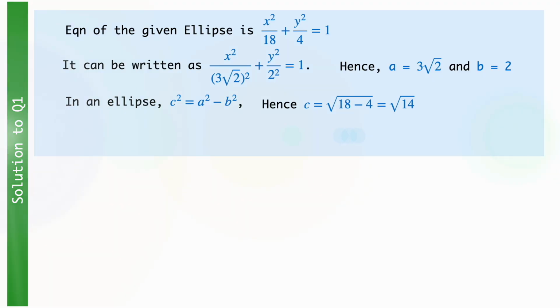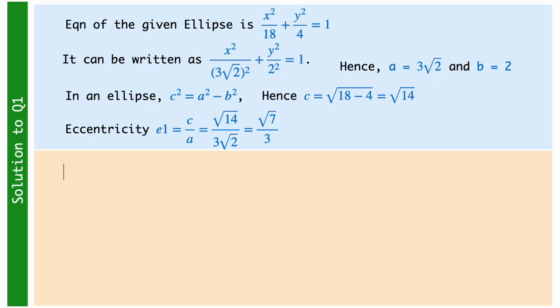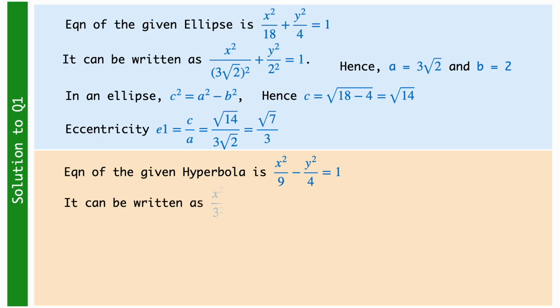Applying the formula of the eccentricity c upon a, we get E1 equals root 14 divided by 3 root 2, which equals root 7 upon 3. Equation of the given hyperbola is x square upon 9 minus y square upon 4 equals 1. It can also be written as x square upon 3 square minus y square upon 2 square equals 1. Hence, a is equal to 3 and b is equal to 2.